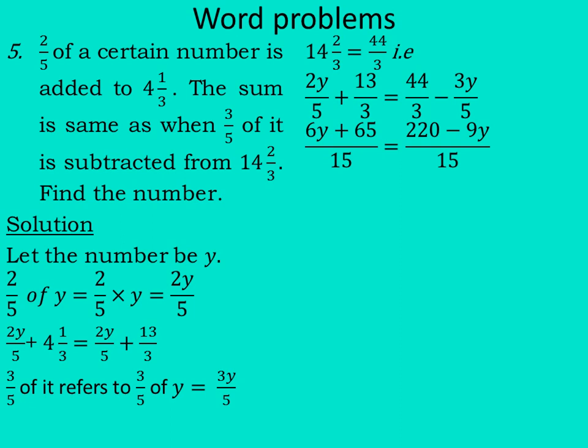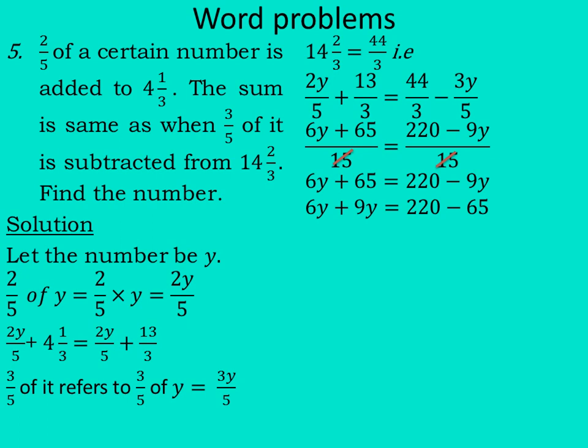3 divided by 15 divided by 3, that will be 5. 5 times 44, that will be 220, minus 15 divided by 5, that will be 3. 3 times minus 3y, that will give us minus 9y. So since we have the same denominator, we strike out the denominator, they are going to cancel each other, and we have 6y plus 65 is equal to 220 minus 9y. So here we collect the like terms.